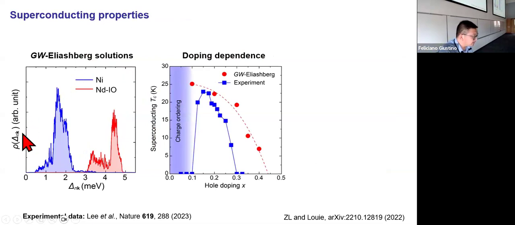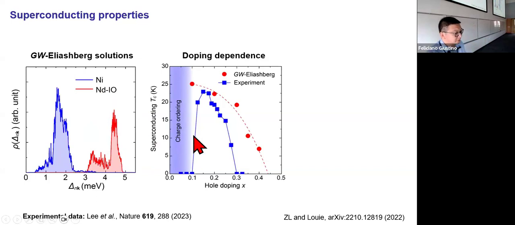And this is the density of the distribution of the superconducting gap in this material. We see clearly a bimodal distribution, where the blue part is projected to nickel band states, whereas the red part is projected to neodymium and interstitial orbital components. And we see that this component, whose presence has been enhanced in GW calculations, shows a very strong electron-phonon coupling and hosts strong gaps on the Fermi surface.